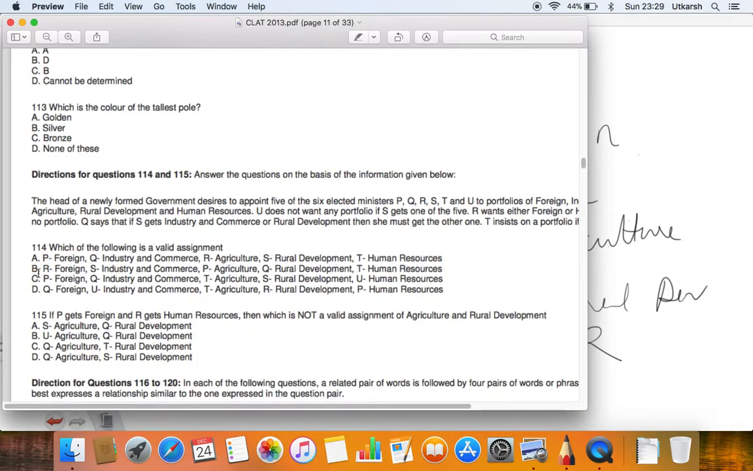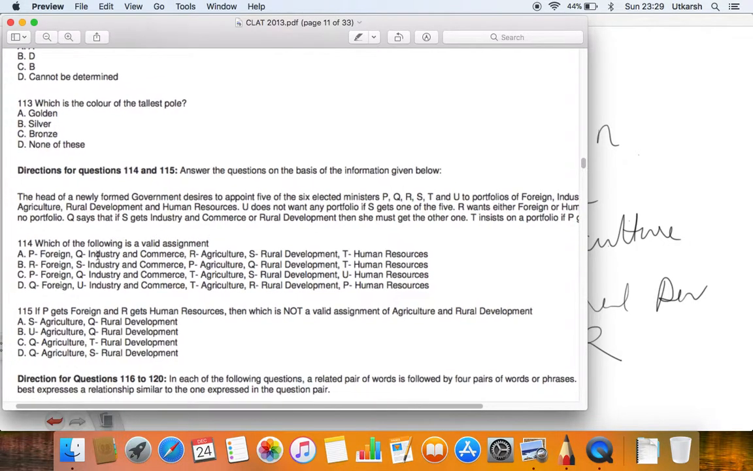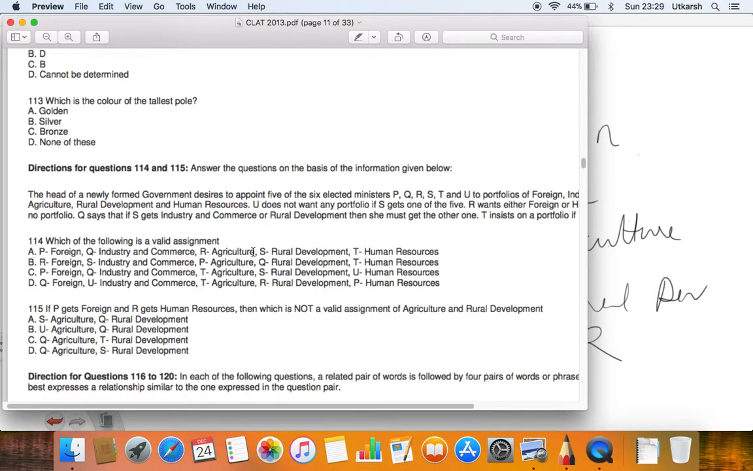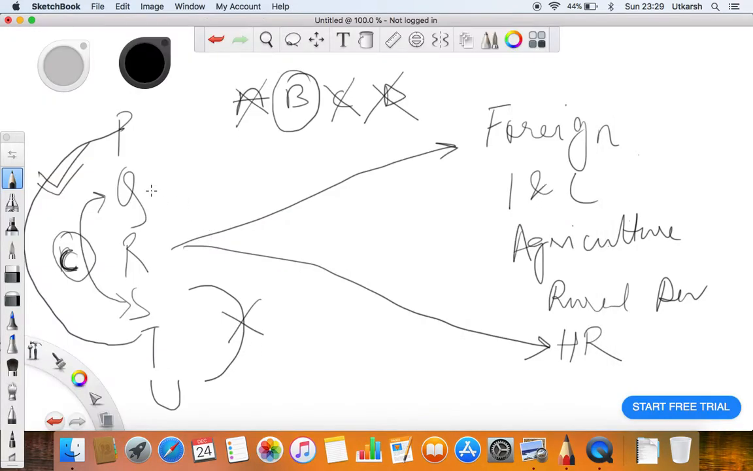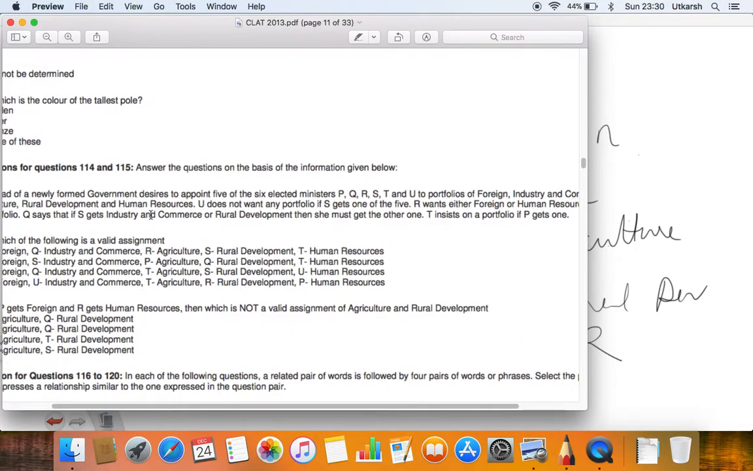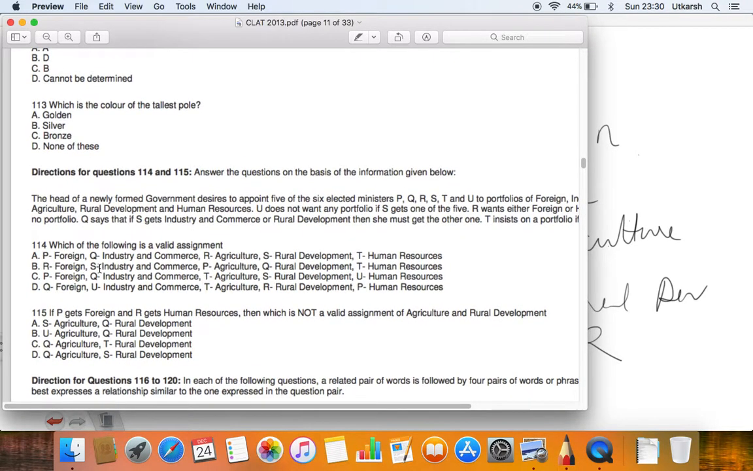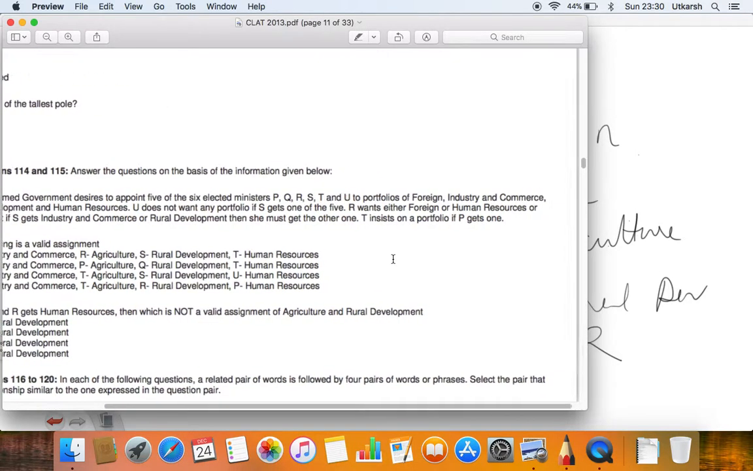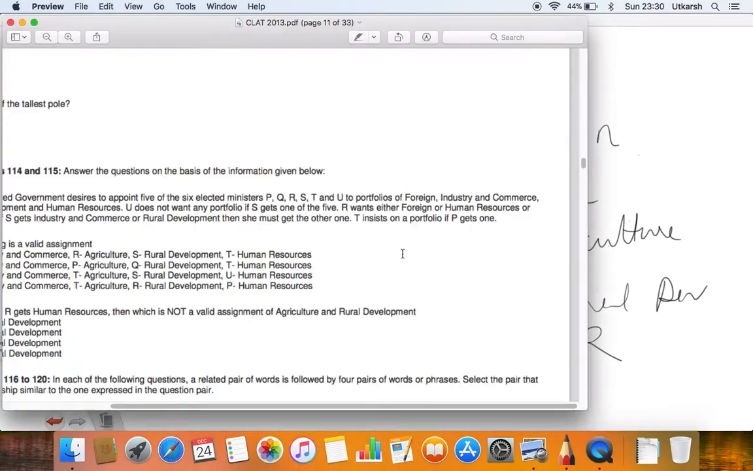Let's just match it to the other conditions. S and U do not have it together. That's fine. R has foreign, so that's fine. Then P and T must get it together, right? So P has it, T has it. That's fine. Then Q says if S gets industry or rural development, she must get the other one. So S has got industry and commerce, and Q has got rural development. So that is also fine. So B is meeting all our requirements, right?